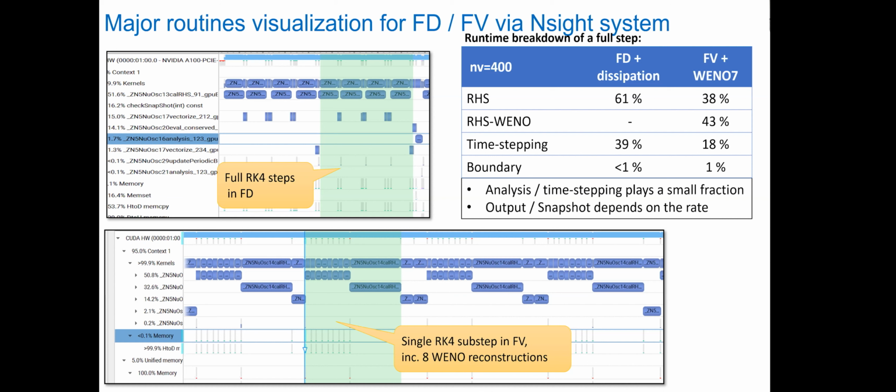And for the finite volume version, before the main function to calculate the right-hand side, we also need 8 WENO reconstruction subroutines for each neutrino field. So basically, this gives us a glance at how the routines are organized in the code.